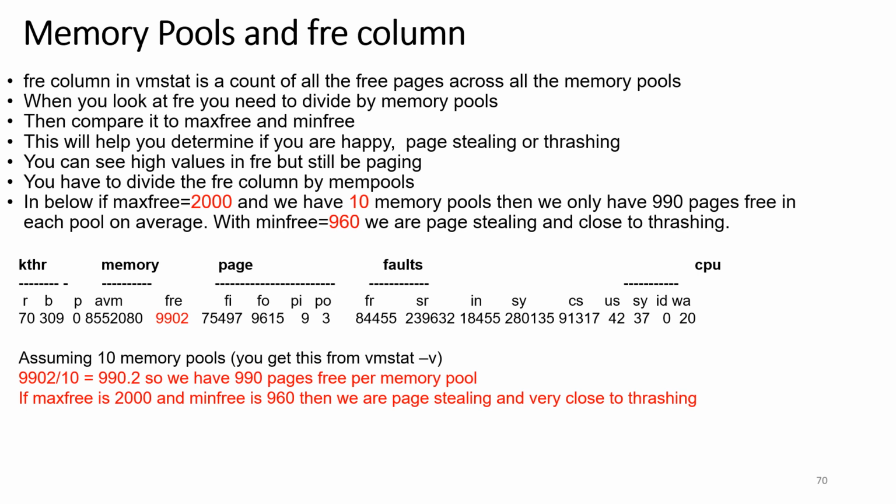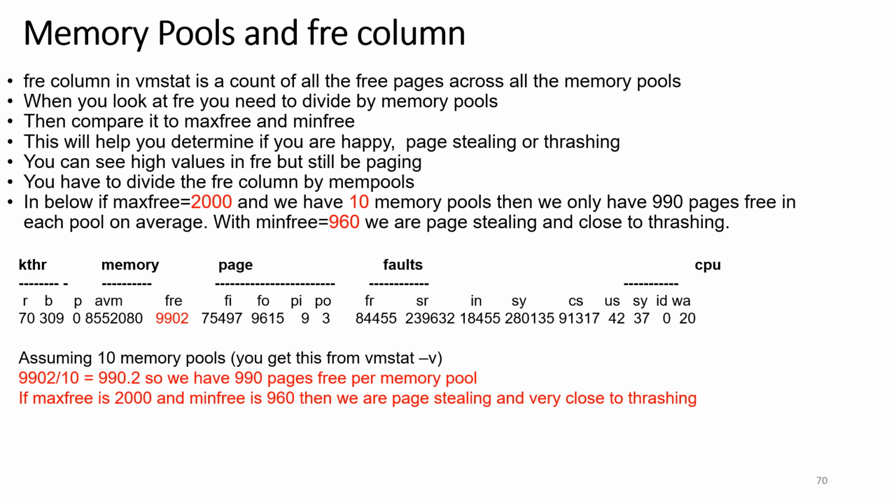The other thing to look at is memory pools in the free column. A lot of people don't realize that the min-free and max-free apply per pool. So if you have max-free of 2000 and you have 10 memory pools, then it's expecting that you're going to have 20,000 free pages. Otherwise it will be doing some page stealing or page thrashing.